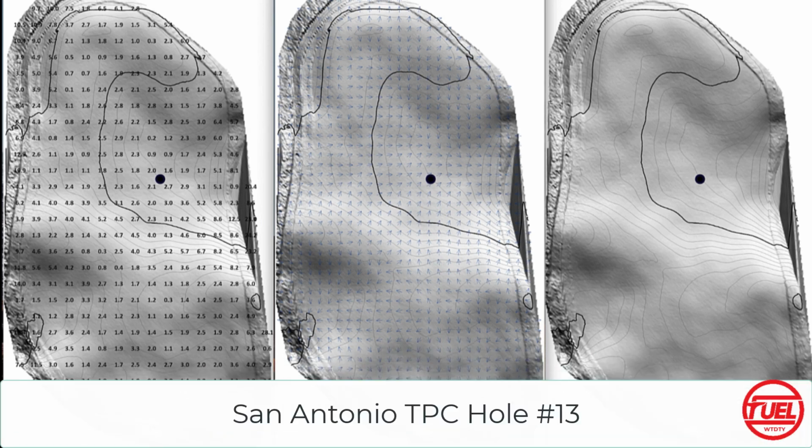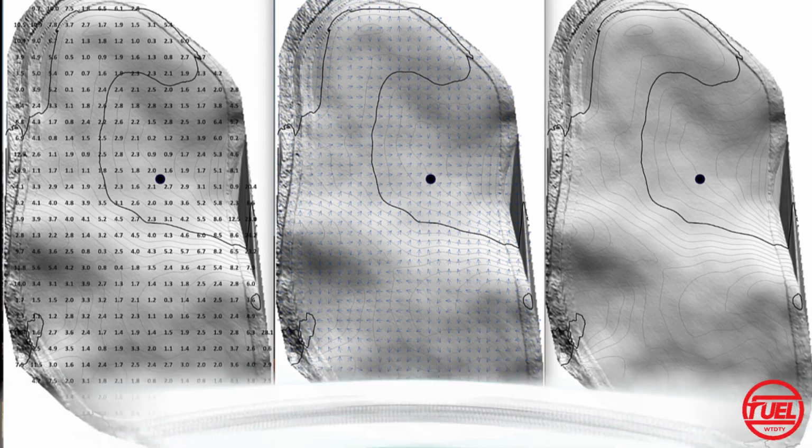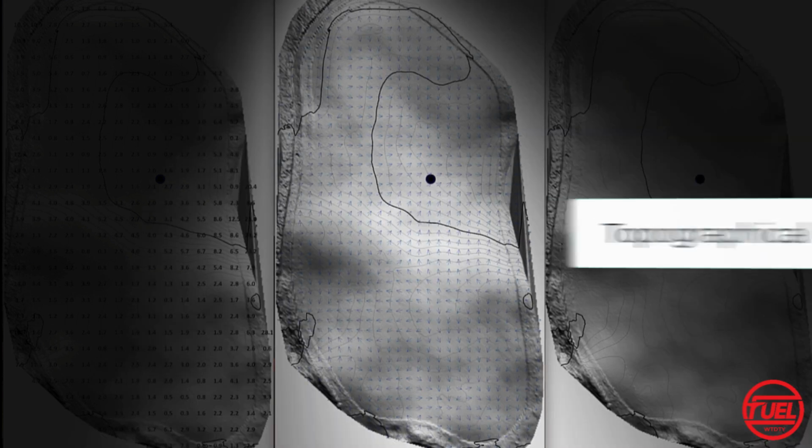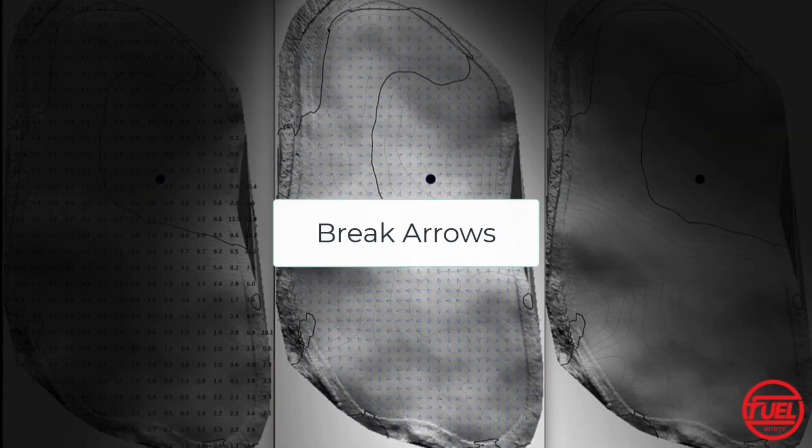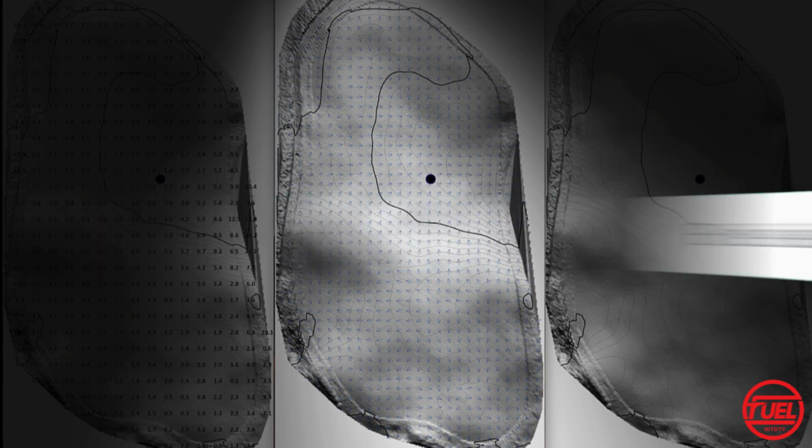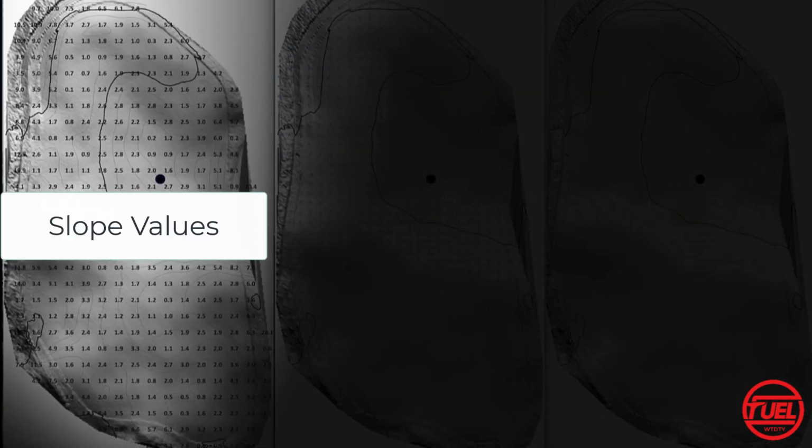We've given you 3 representations of green maps. This is what is most commonly seen. We have our far right side, which is our topographical map, which once again shows contour lines. Next are the contour lines with actual flow arrows, which show you the flow of the green. And then the far left are our percentages that show you the slope value of the putting green.